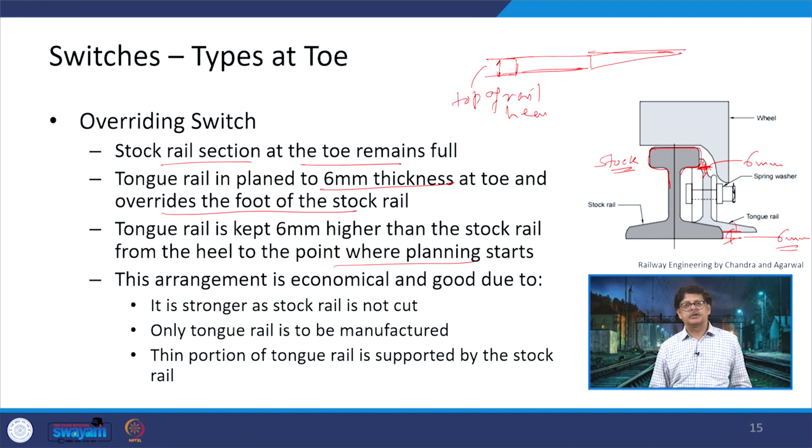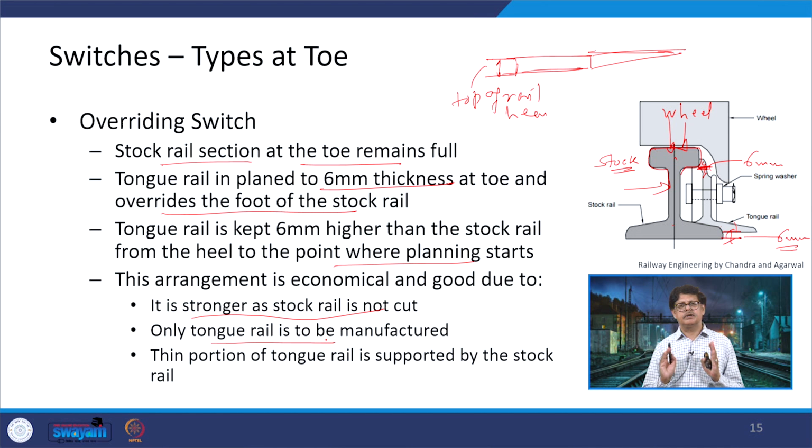This arrangement is economical and good. The reasons being, it is stronger as the stock rail is not being cut. So, this rail remains in its original situation, that is why it will be able to take whatever loads are coming on it through the wheel. This is a wheel at the top with flanges. Only the tongue rail is to be manufactured.